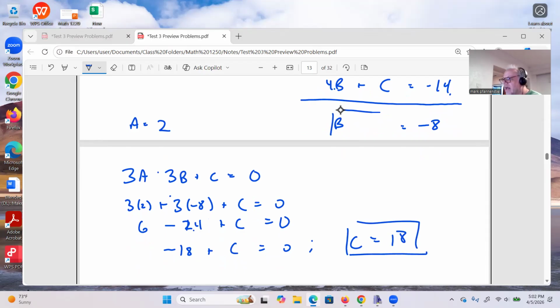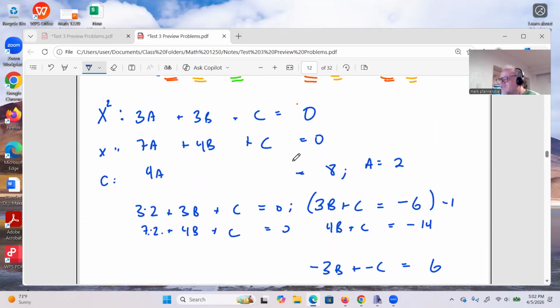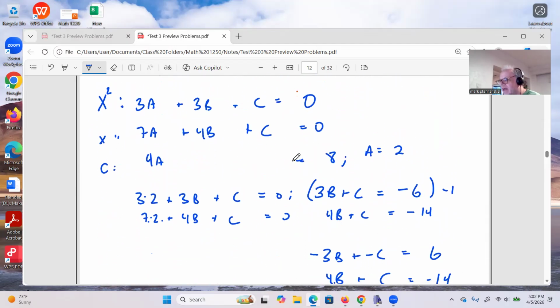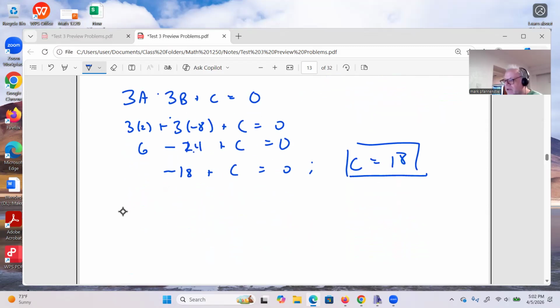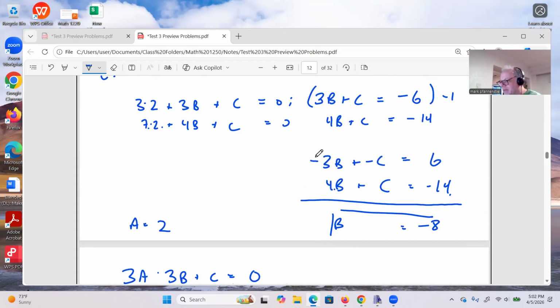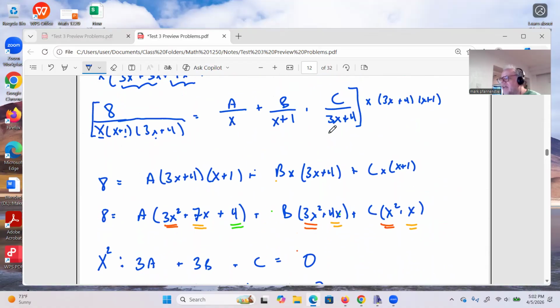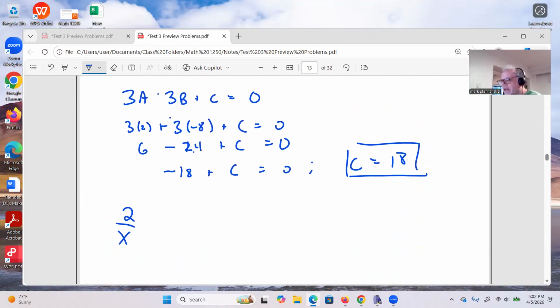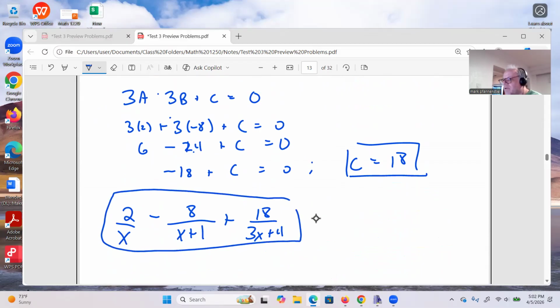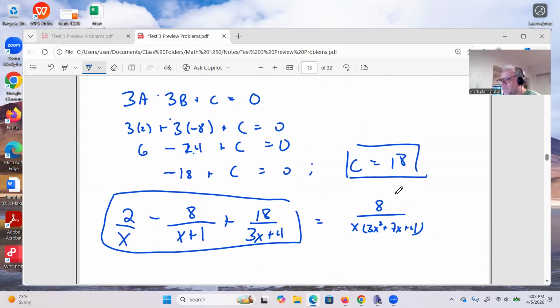So as far as what our partial fraction decomposition looks like, we can go back up here. We have 2 over x, and B was -8, so we have minus 8 over x plus 1, plus 18 over 3x plus 4. If we add all of this up, we're going to get that that is equal to 8 over x times 3x squared plus 7x plus 4. And that's how you would go through and do this whole problem.